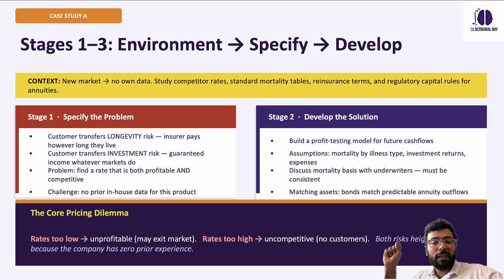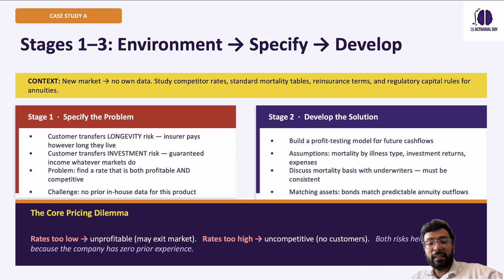And the problem is that we need to find a rate of annuity that is both profitable and competitive. So it has to be profitable in the sense that the premium needs to be sufficient to cover the annuity payouts, given the level of longevity or mortality that you expect and the rates of return that you expect. But it also needs to be competitive, because if you set the rates too low, then you are unprofitable and you will have to leave the market, right? You will suffer huge losses. If the rates are too high, you will be uncompetitive. That is, you will not get customers because your competitors are offering better rates, right?